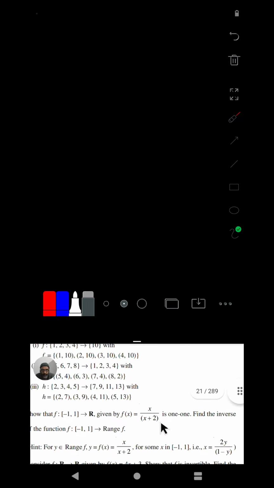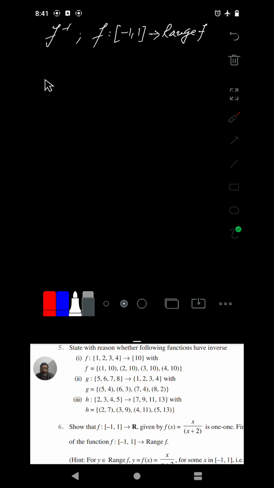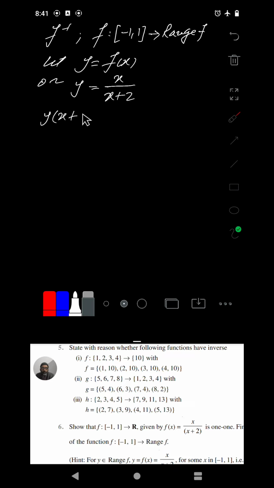Next, we need to find out the inverse of the function. So let y = f(x). y = f(x) is given as x/(x+2). Transposing x+2 to the left hand side, we have y(x+2) = x. Opening the bracket, y will multiply both of them. We have xy + 2y = x.